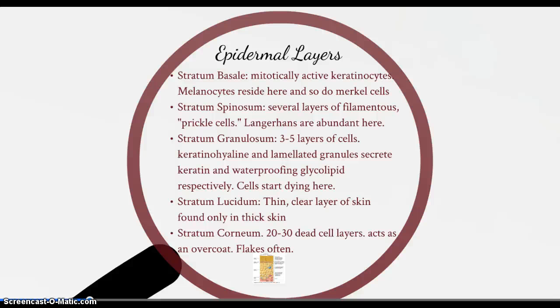Then there's the stratum lucidum, which is a thin, clear layer of skin. It's only found in the thick skin. And then there's stratum corneum, which is 20 to 30 dead cell layers. These dead cells, keep in mind, are very thin, and it acts as an overcoat, a protective layer. It contains keratin, which gives it its tough characteristic. It also contains those waterproofing glycolipids, which prevent water loss, but also prevent water from coming in. This layer flakes often. So whenever you see someone flaking off their dandruff, you're seeing the cells of their stratum corneum.